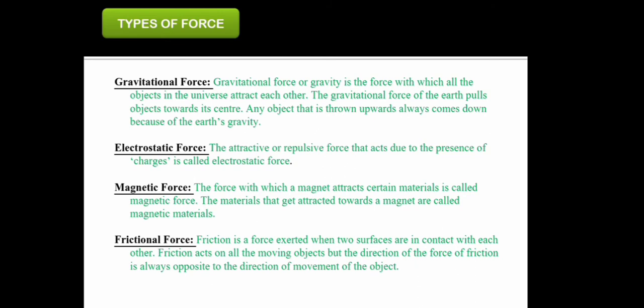The observation will be that the bits of paper move towards the plastic ruler. The conclusion will be that the plastic ruler gets charged due to rubbing against hair, and bits of paper get attracted towards it when brought closer. You will get to know more about this electrostatic force in your higher classes. Now moving to magnetic force.